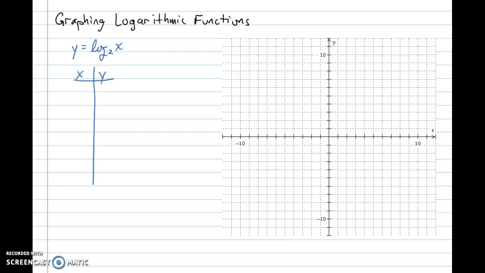Hi everybody, it's Mr. DeCrane, and in this video we're going to be talking about how to graph logarithmic functions. So let's start out with this basic one, y equals log base 2 of x.